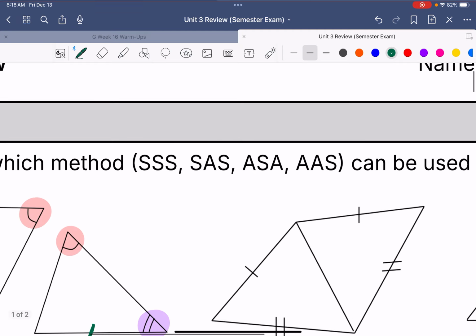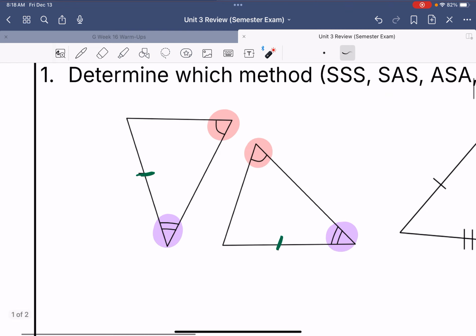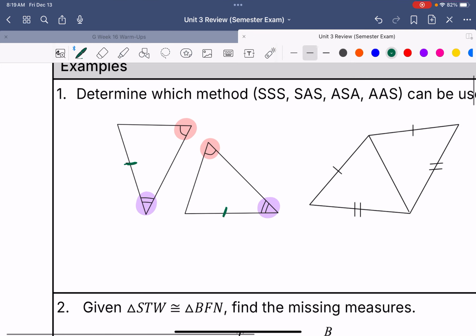When you look at your choices, this has two angles on one side, and then so does this one, two angles on one side. So you have to pay attention to the order that they're given to you in. So think of it as a circle. If you're going around, I have angle, angle, side. And then same thing here, angle, angle, side. So this is AAS.